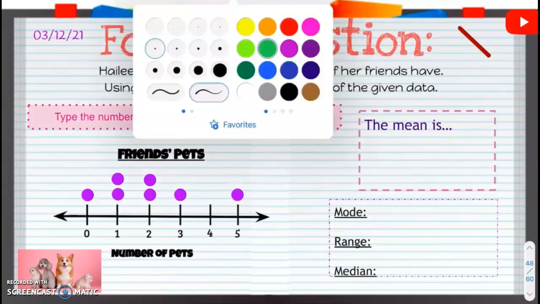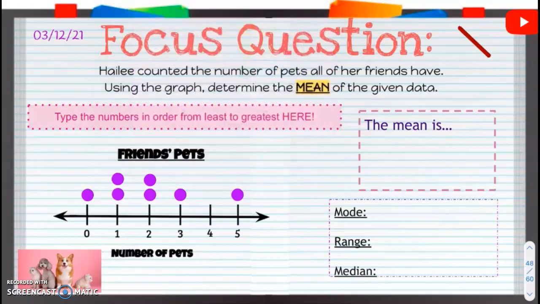First, let's take a review. The mode was the number we saw the most of, which was 1 and 2. The range was that biggest number minus the smallest number, which was 5 minus 0, which was 5. And the median was the number in the middle, which in this case was 2.